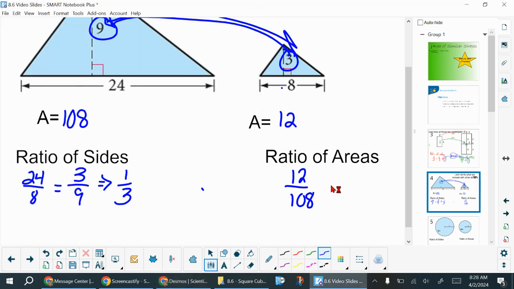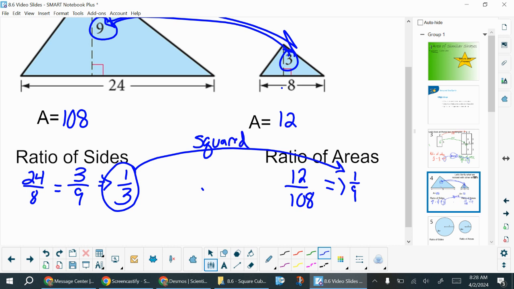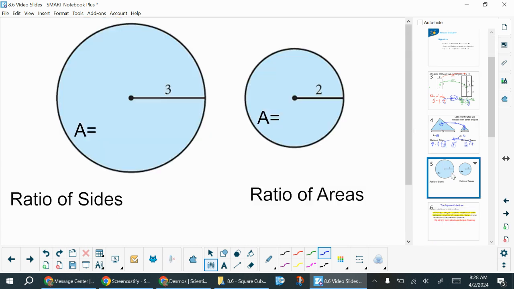So that simplifies to 1/9, and I can see 1/3 squared is 1/9. Right, because 1 over 3, if I square it, 1 squared is 1, 3 squared is 9. So that's squared. And we'll do one more here with circles, just as an example.